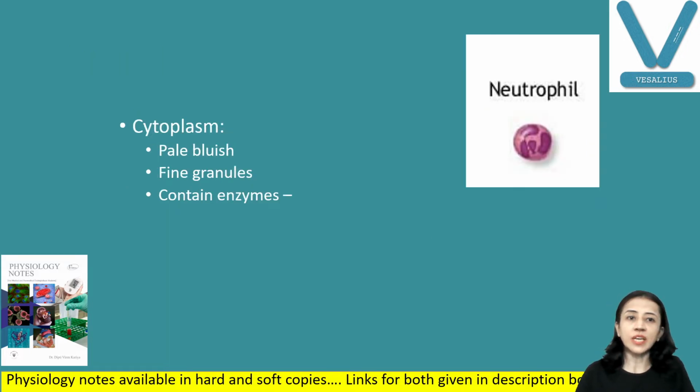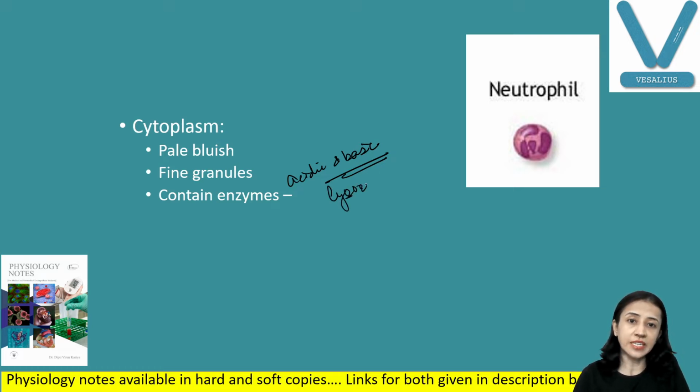Now, the cytoplasm of the neutrophil is pale as well as bluish in color, and has fine granules, and the granules are stained by both acidic and basic dyes. Therefore they are known as neutrophils. These granules are lysosomal in origin. They are derived from the lysosomes, so they have degradation enzymes. They contain a large amount of protein as well as lipids and nucleic acid.